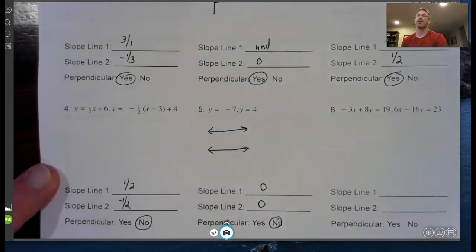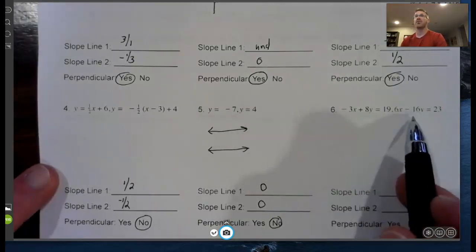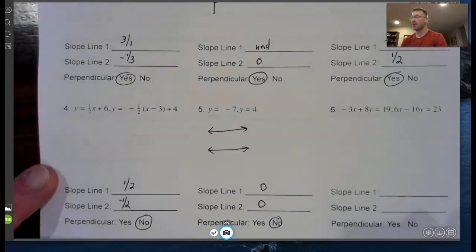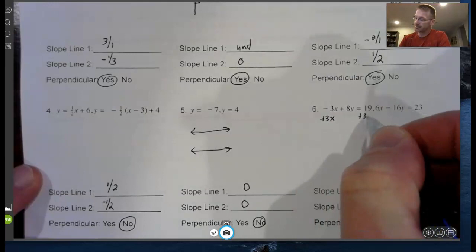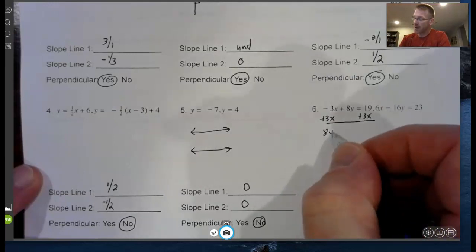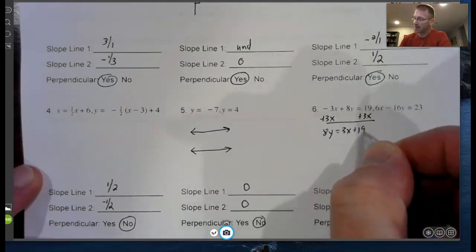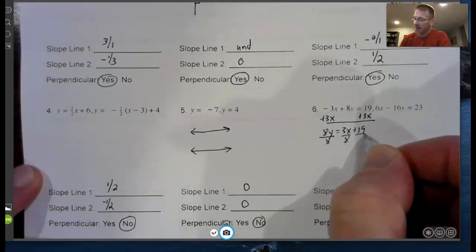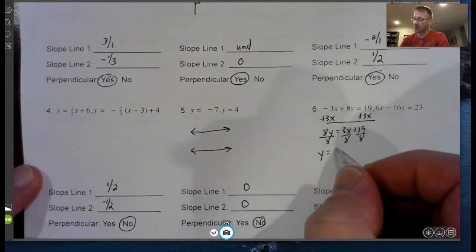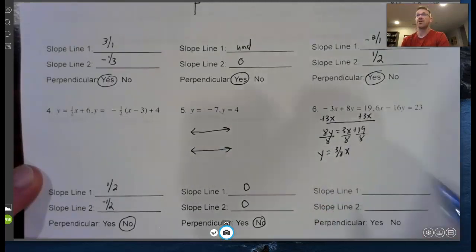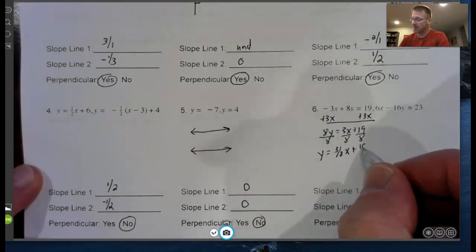All right, now when we look at problem 6, we can see that neither equation is in slope-intercept form or point-slope form, so we have to do a little bit of work to go find those slopes. So let's add 3x to the first equation. So 8y equals 3x plus 19, and then divide everything by 8. We're just going to leave everything in fraction form in lowest terms. I can't reduce 3/8. I can't reduce 19 over 8, so I'm just going to leave it like that.